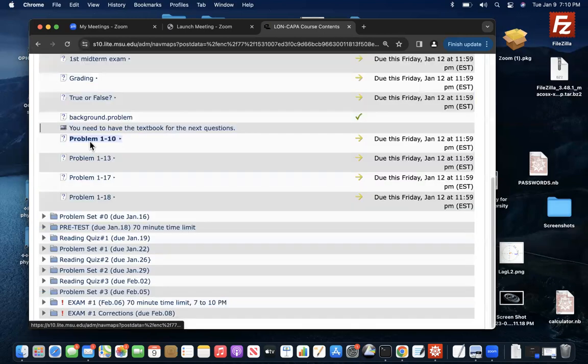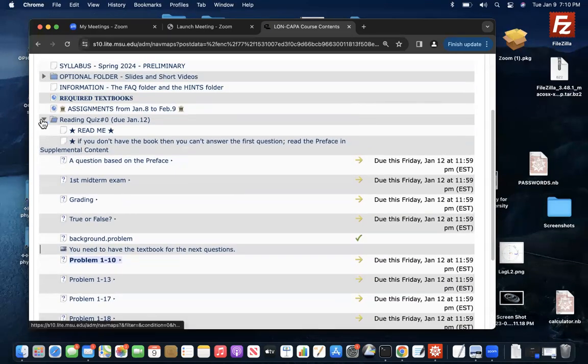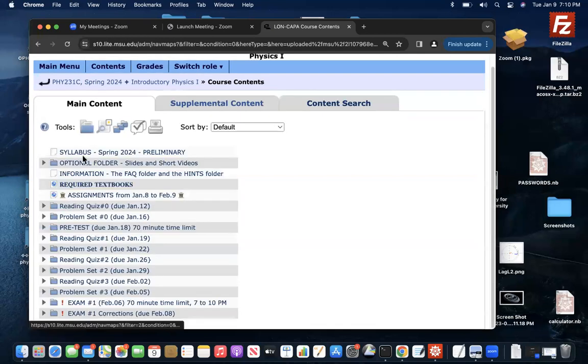Now let's look at problem set 0. So that's the first reading quiz, and that's due Friday. Then there's problem set 0. That's due January 16th. What would that be? Tuesday. January 15th is a holiday. Usually we'll have the problem sets due on Monday. But because January 15th is a holiday, problem set 0 will be due on Tuesday.